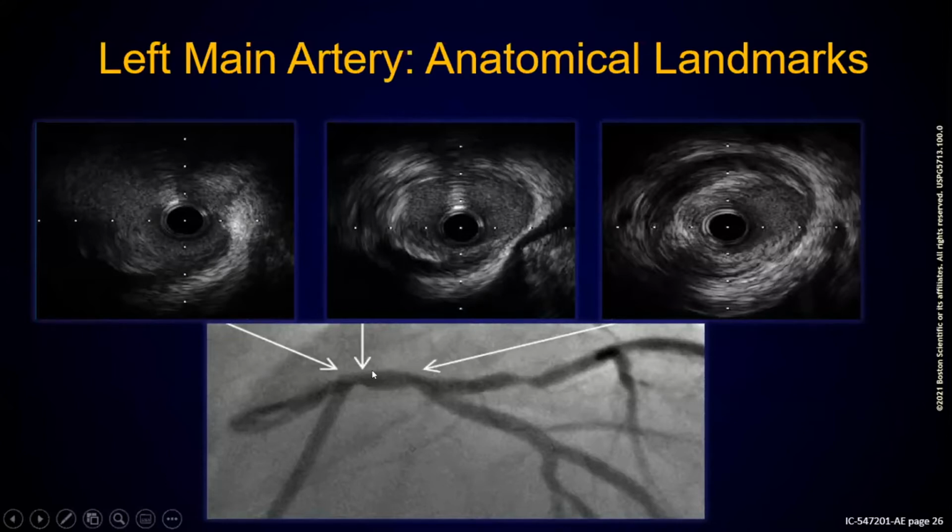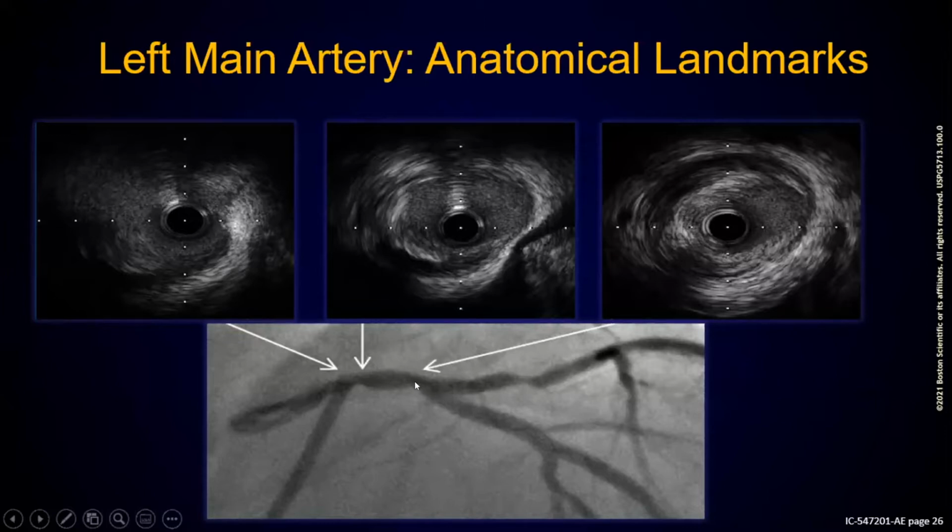And then you will come to the body, which is showing significant narrowing. And then this is the distal left main stem. Anybody have a guess what this distal left main stem looks like on IVUS measurement?